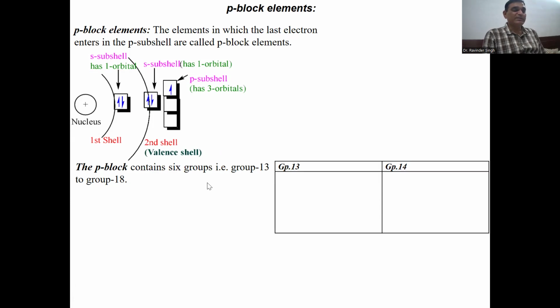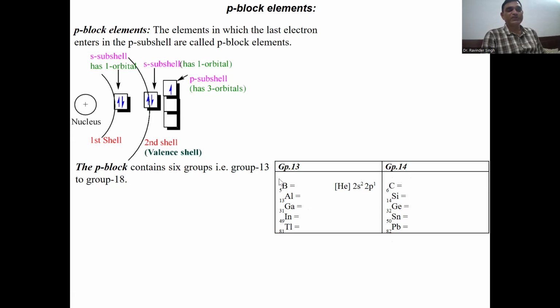Now we can see the elements of group number 13, 14 and so on. Group number 13 elements are boron, atomic number 5, aluminium, atomic number 13, gallium, atomic number 31, indium, atomic number 49, and thallium, atomic number 81. Similarly, the elements in group number 14 are carbon, silicon, germanium, tin, and lead. You can see the atomic numbers of these elements.